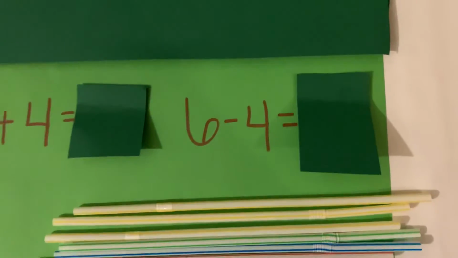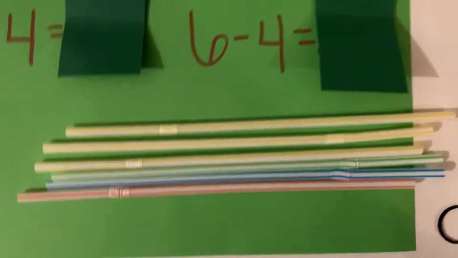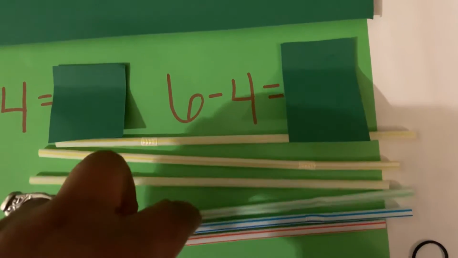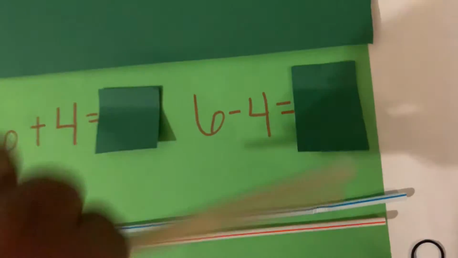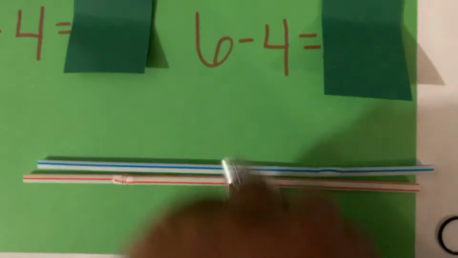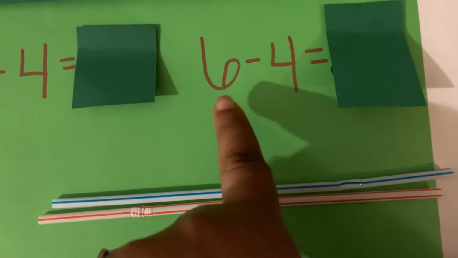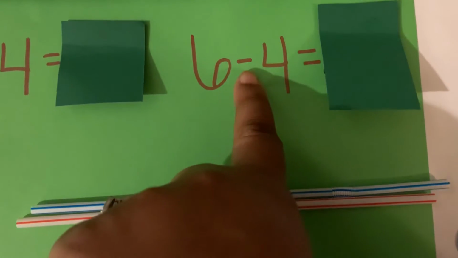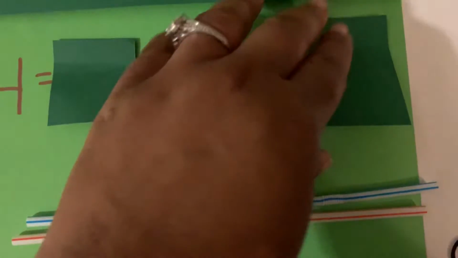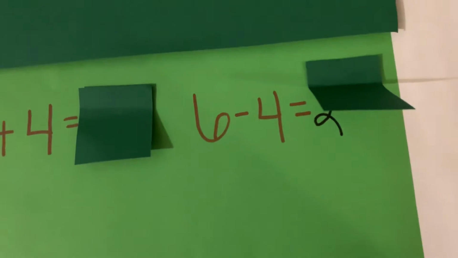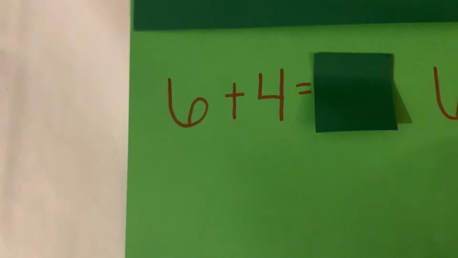We need to take 4 away. So 1, 2, 3, 4. I'm going to take these 4 away. How many are we left with, guys? 2. 1, 2. So 6 minus 4 leaves us with 2. Okay, let's move on over here to the addition side.